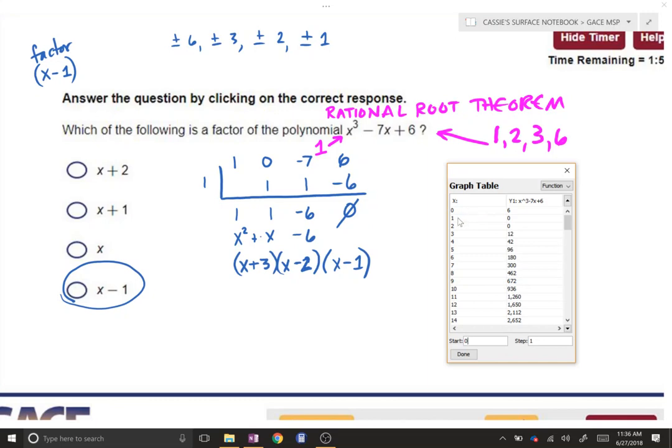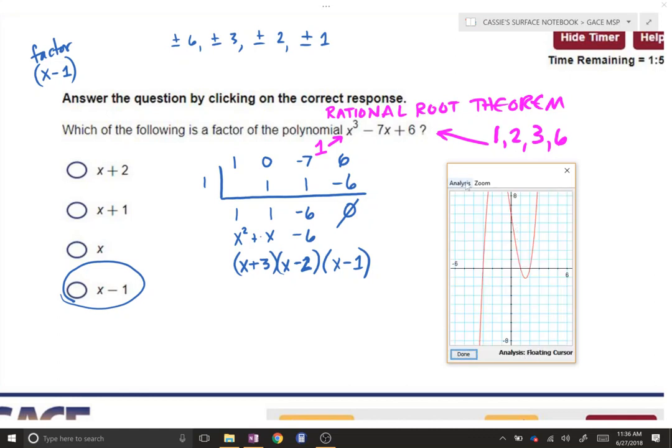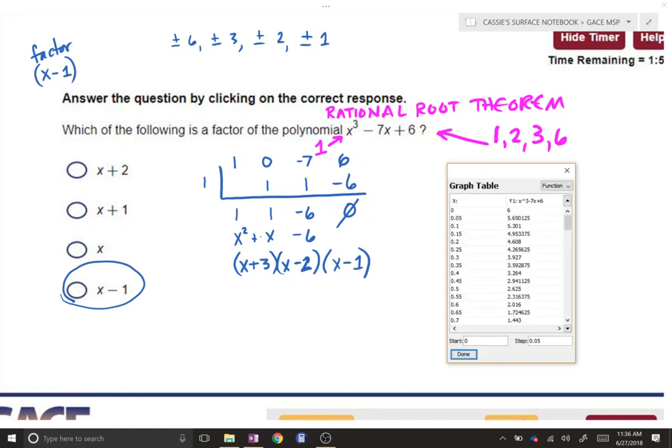I'm going to start at negative 6 and do a step of 1. All right, here we go. I'm looking for zeros. I know because it's x to the 3rd power that there will be 3. I don't know that they'll all be whole numbers, but in this case it ended up that way. And you can see that the roots are negative 3, 1, and 2.